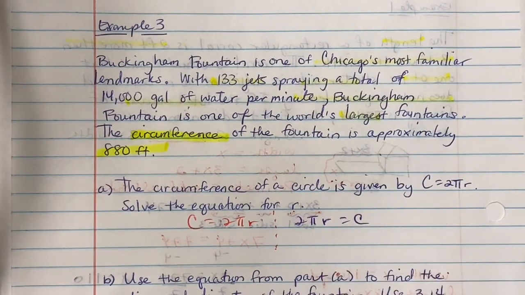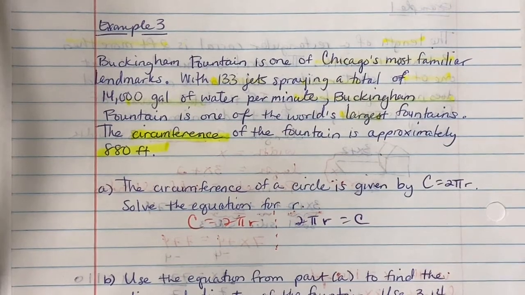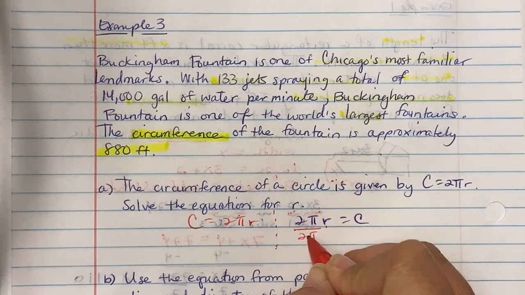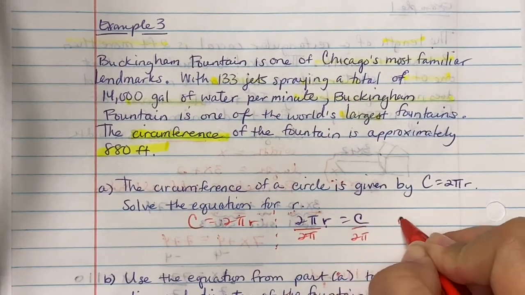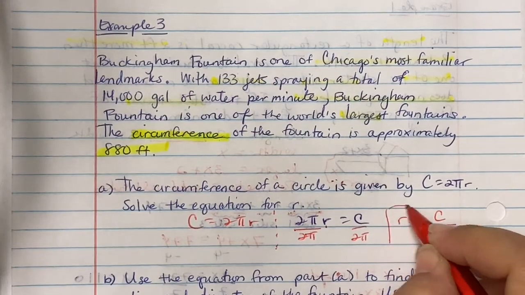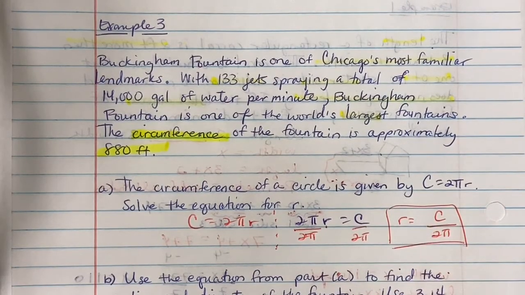The reason I did this, it makes it easier for you and the individuals that are visual learners to get r by itself. Since I want r by itself, I'm going to divide both sides by 2 pi. So now r is equivalent to c, which is circumference, divided by 2 pi. There is our new formula.